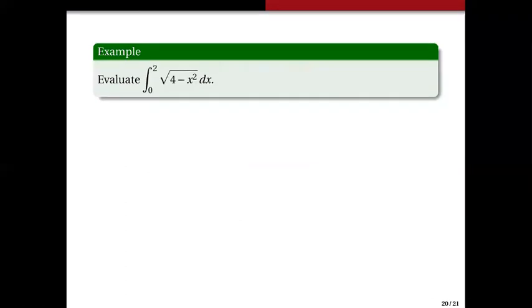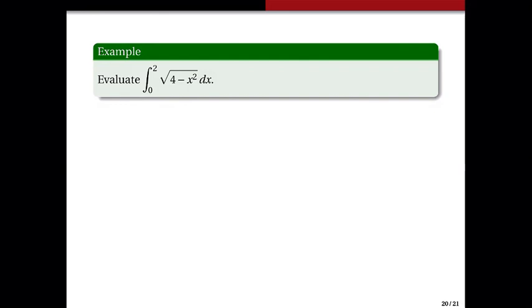Evaluate. So here we want to evaluate the integral from 0 to 2 of square root of 4 minus x squared dx. Now this guy here is a bit tricky. Okay? But I'll give you the trick on how to solve this.